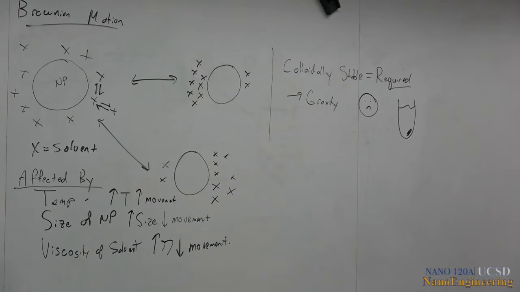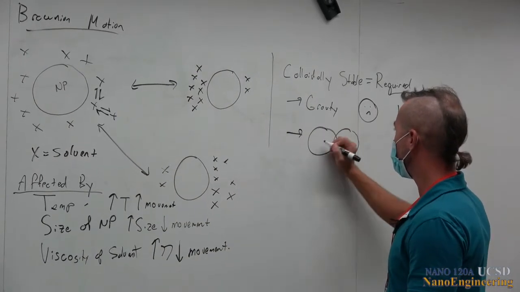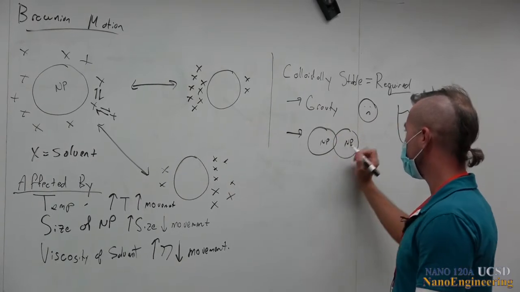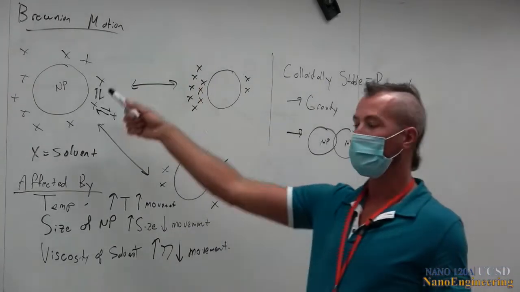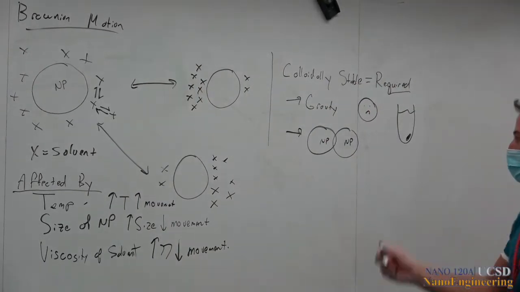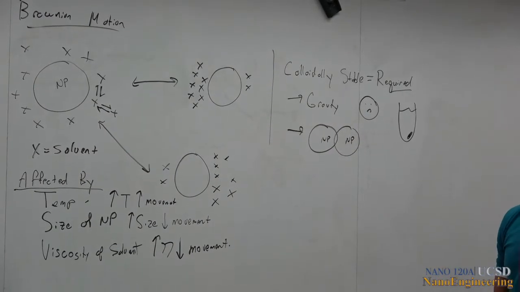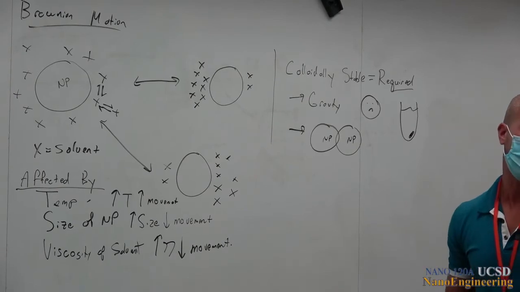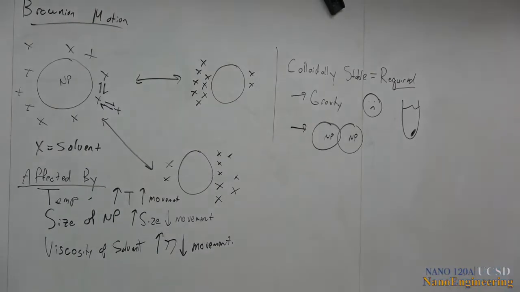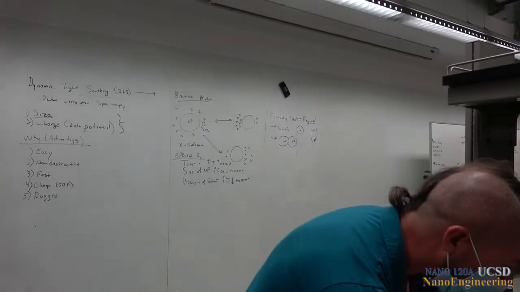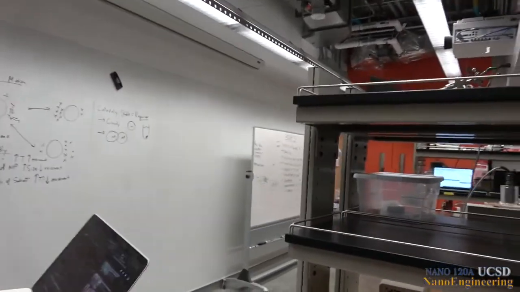motion, right? Similarly, if you have particle-particle interactions, nanoparticle-nanoparticle interactions, it's no longer Brownian motion, right? Because this is a different force driving the particle movement, right? So let me show you a very short video of what Brownian motion looks like.